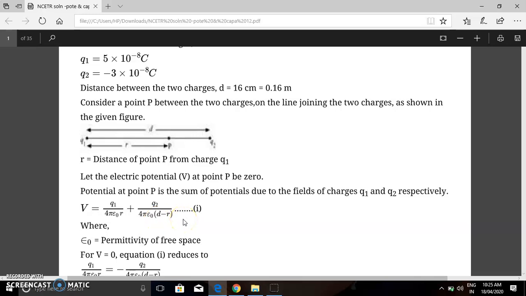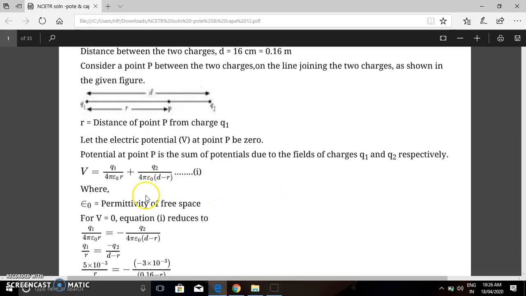Here one thing I want to explain to you, my dear student. The formula for electric potential is always charge upon distance, while in the electric field formula it is charge upon distance square. That difference you must understand. So this is the electric potential produced at point P due to the first charge Q1, and this is the electric potential produced due to the second charge. To find the total electric potential at point P, it will be the sum of these two potentials. So we can write Q1 upon 4 pi epsilon naught r plus Q2 upon 4 pi epsilon naught d minus r. This is equation number 1.